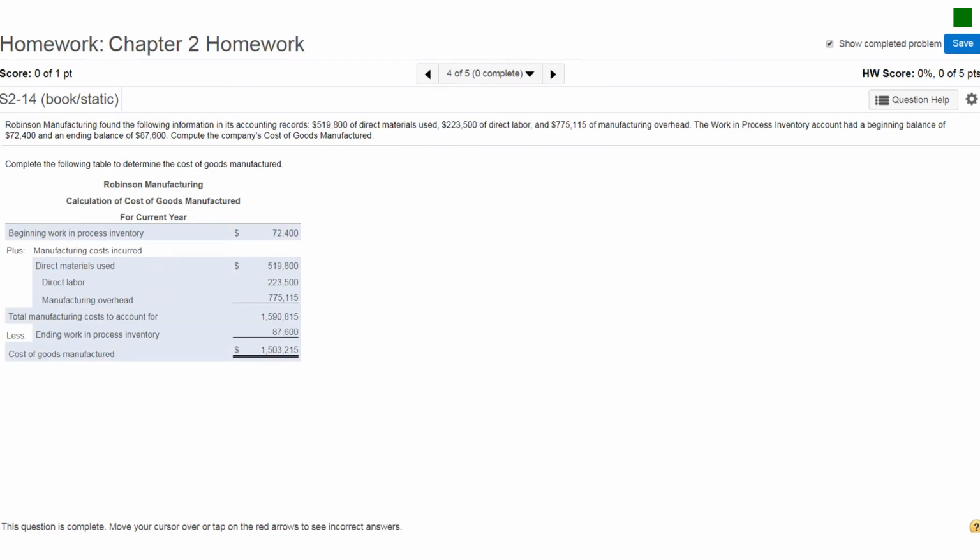This is going to be question number 4 in your chapter 2 homework, and we're going to show you how to calculate cost of goods manufactured. So we've got Robinson Manufacturing found the following information in its accounting records. We've got direct materials used, we've got direct labor. If you label these, this is product cost number 1, direct labor I call product cost number 2, and we've got your overhead, which I like to call product cost number 3.